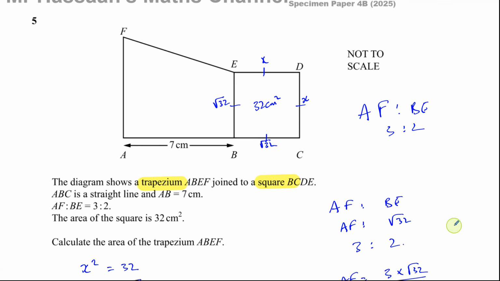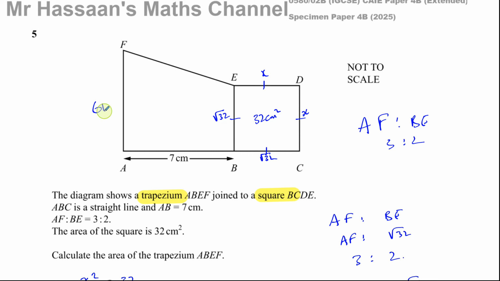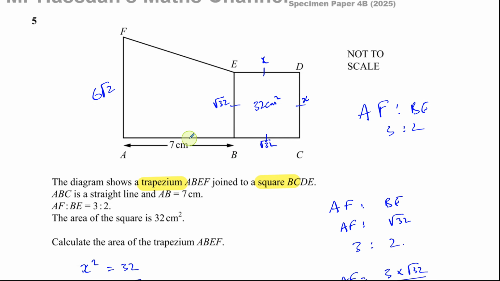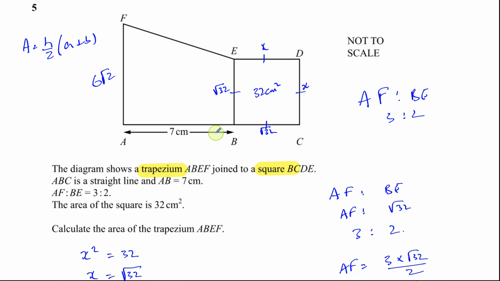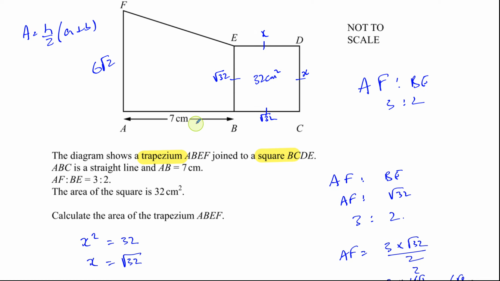All right, so now we have the lengths that we need. This length is 6 root 2. This is 7. And for the area of a trapezium, we can do this in 2 ways. I prefer to use the formula for the area of a trapezium. The area of a trapezium is given by the distance between the parallel sides divided by 2 times the sum of the parallel sides. Okay, so here the distance between the parallel sides is 7. And the parallel sides have the lengths 4 root 2 and 6 root 2. This is 4 root 2, remember?